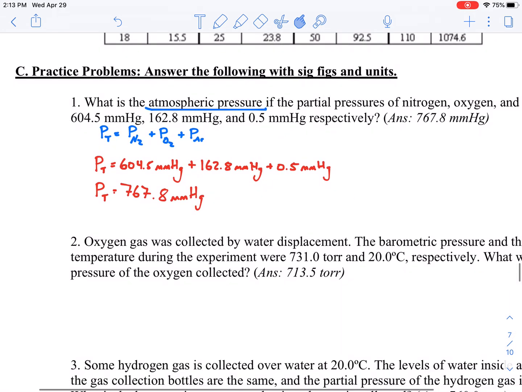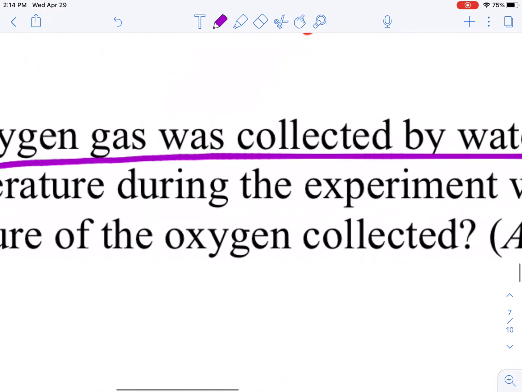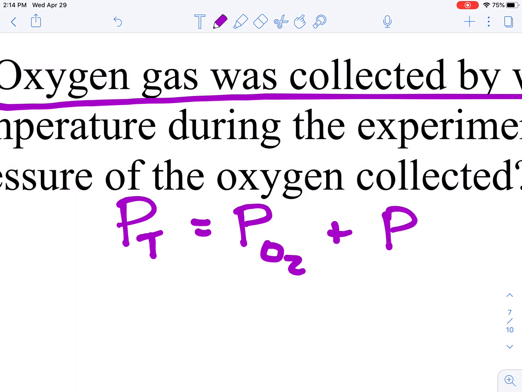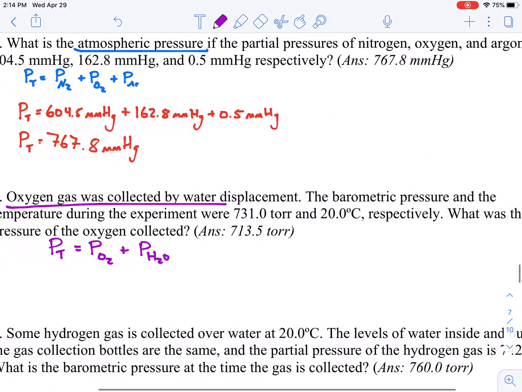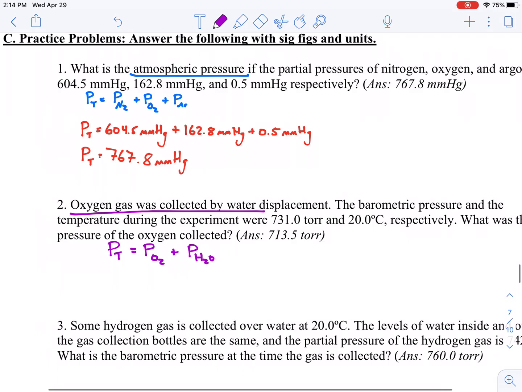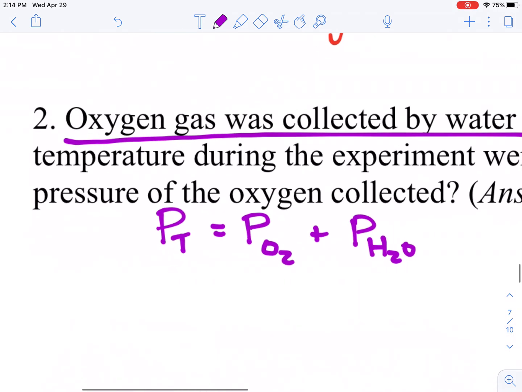So as soon as we are told that we are collecting oxygen gas or any gas over water, that means that we're going to be using that second formula, which says that the total pressure in a system is equal to the partial pressure of the gas involved, in our case it's oxygen, plus the water we are collecting it over, right? And so we're told that the barometric pressure during this experiment was 731.0 torr. So that's that total pressure, that's the atmospheric pressure.